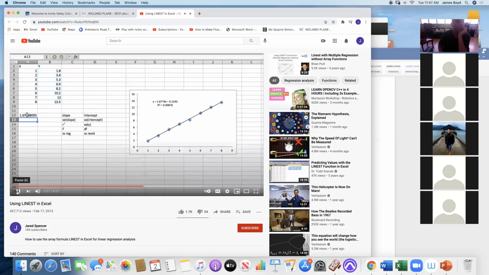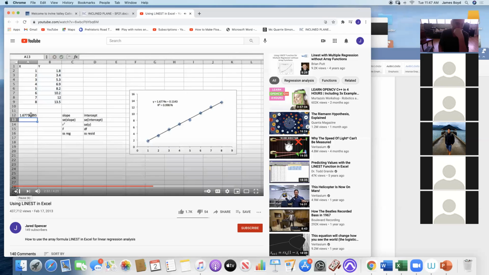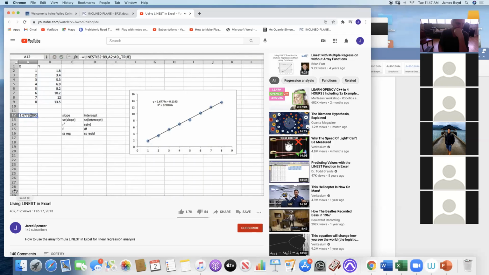Now what you'll see is that this gives us the slope. There's the slope, 1.6774, same thing here. Now this formula, LINEST, is an array formula, which is maybe a little different than you've used before with Excel. The way these work is that I'm going to select a large section here, comprised of 2 columns and 4 rows, or 5 rows, depending on how you look at it.